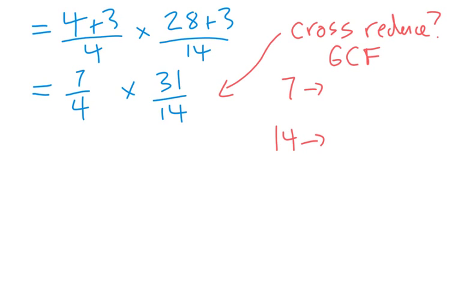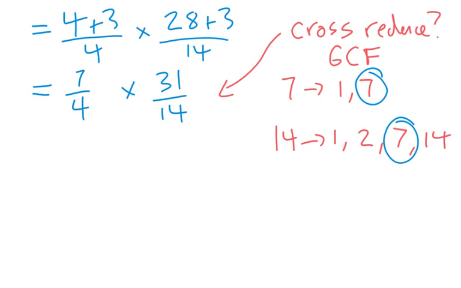7 has the factors of 1 and 7. 7 is a prime number. 14 has factors of 1, 2, 7, and 14. Immediately, you can see that the greatest common factor of 7 and 14 happens to be 7. So what you're going to be doing is dividing 7 by 7 and 14 by 7.